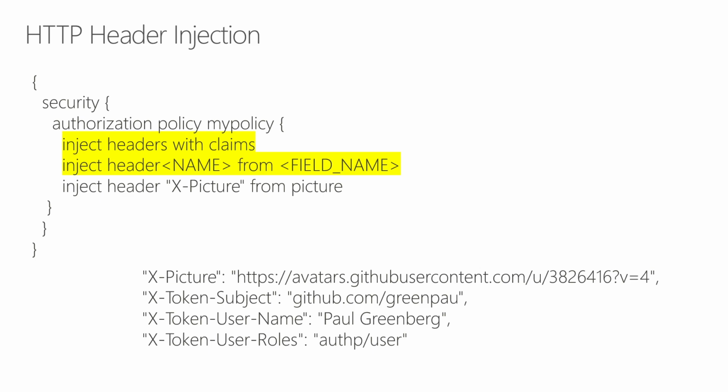And the reverse proxy plugin now will see that header in the request. So to enable it, you need to say inject headers with claims, and that would inject standard things like subject, username, and roles. You can also inject custom fields, so you can say inject header x-picture from picture field. Say my token has my GitHub picture in the picture field. I can have that x-picture header that will have that URL from that field.